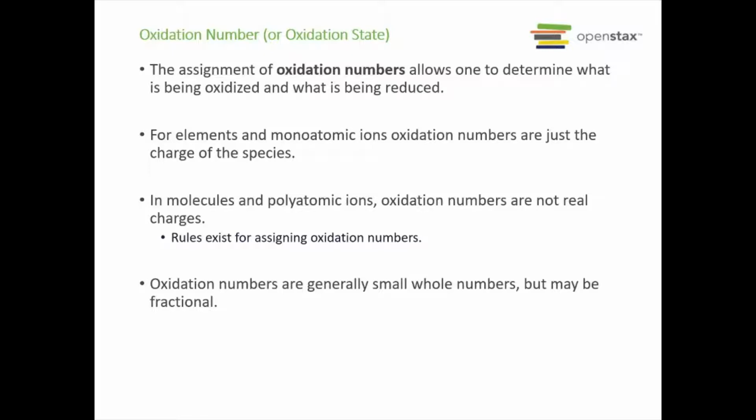We had also learned about oxidation numbers, which let us determine what is being oxidized and what is being reduced. If you have an element or a monoatomic ion, the oxidation number is just the charge of that species. And then if you have a molecule or a polyatomic ion, the oxidation numbers really are not real charges, and there are rules for assigning oxidation numbers, and you can go back and look at those rules to review. These are generally small whole numbers, but they can be fractional. There's the occasion where you can have a fractional oxidation number. Generally, we don't deal with that here.